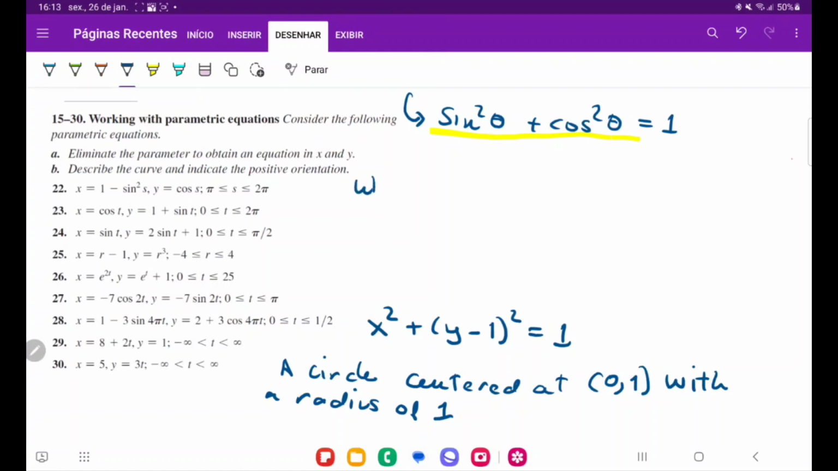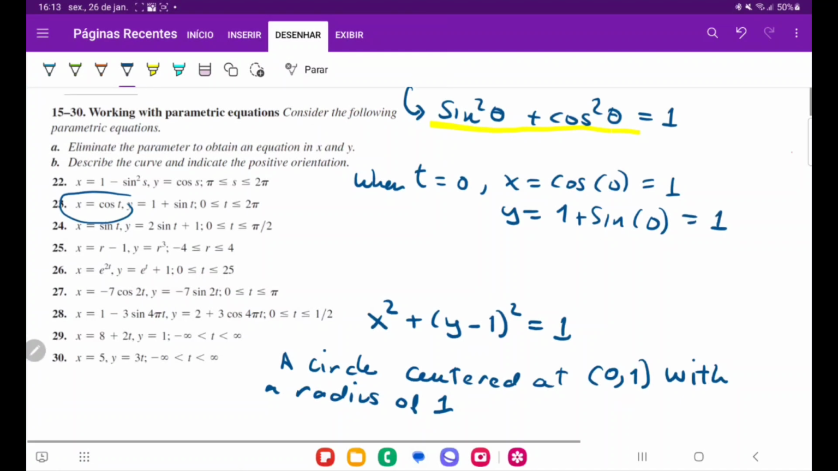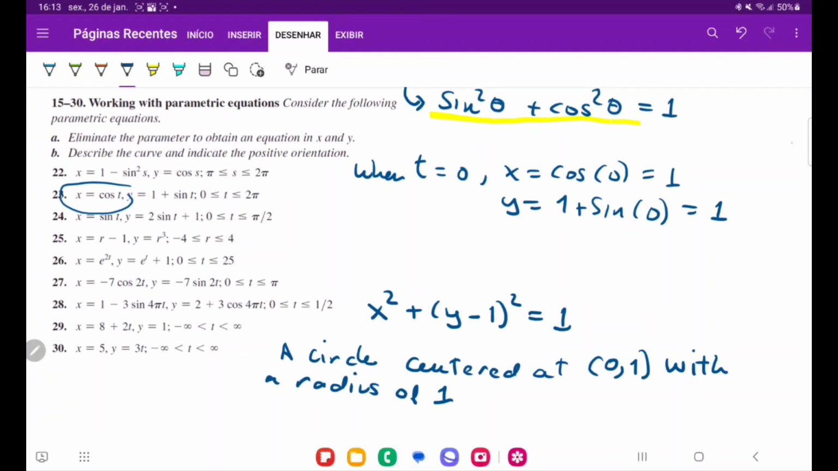So when t is equal to 0, we're going to plug that into the x equation. So x is equal to cosine of 0, which is equal to 1. And y is going to be 1 plus sine t, so 1 plus sine of 0, which is equal to 1 plus 0, which is just 1. So our circle is going to begin at the point 1, 1. And then for the positive orientation, well, t goes from 0 to 2 pi.